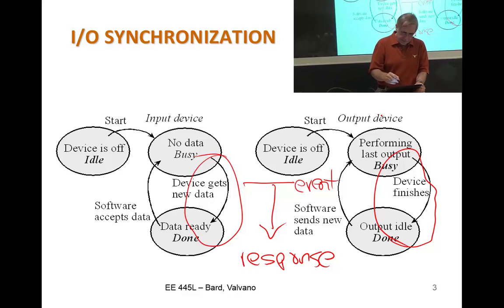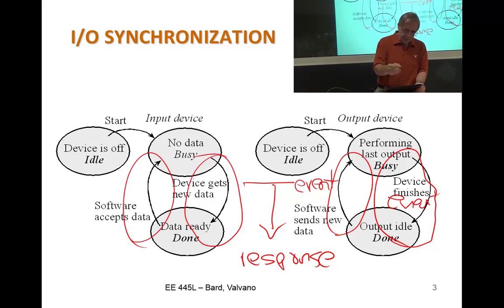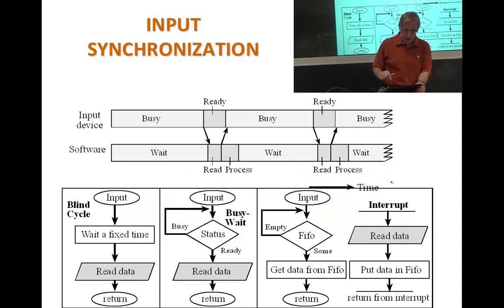And so if we look at this sort of state graph, this is the event, the busy to done, and the done to busy is the software response. So it's around this flow chart that we're going to talk about our synchronization. And we can see it in time. If you look at an input device, we can classify the input device being busy. That means there's no input. It's trying to figure out what's next.